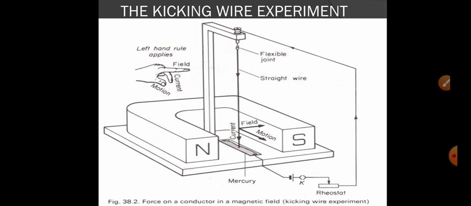You have a clamp where a very special arrangement is made. You see a conducting wire, a flexible joint, and from the flexible joint a straight conducting wire. Downside, as you can see clearly, you have a rectangular plate where you have liquid mercury. One end of the plate is connected to the negative terminal of the battery, that is fixed.